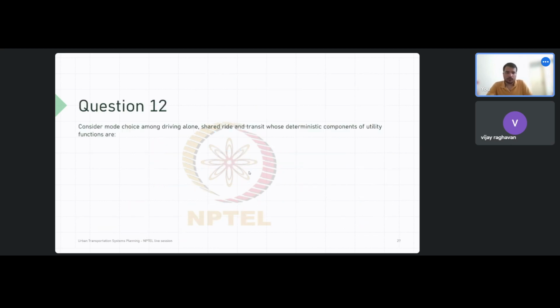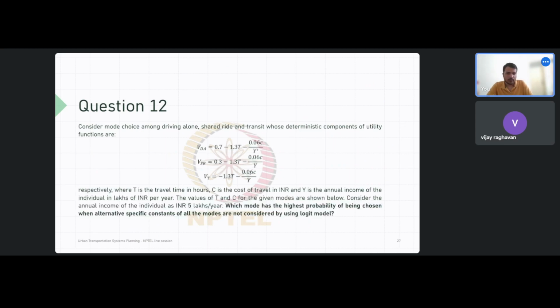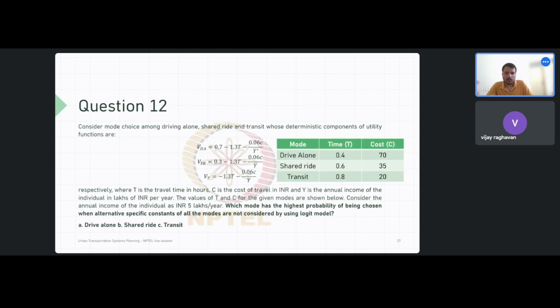Moving to question 12. So consider mode choice among driving alone, shared ride, transit. So equations are the same. Data is same. So T is travel time, C is cost, Y is annual income. Y is given as 5 lakhs per year. So which mode has the highest probability of being chosen when the constants are not considered in logit modeling? So we have the options: drive alone, shared ride, transit. We have the table.